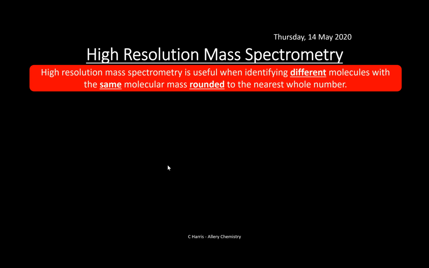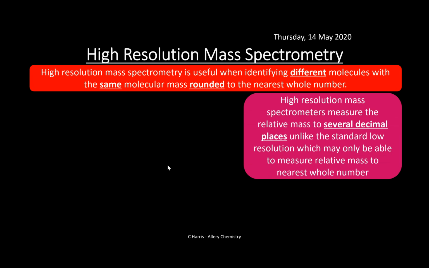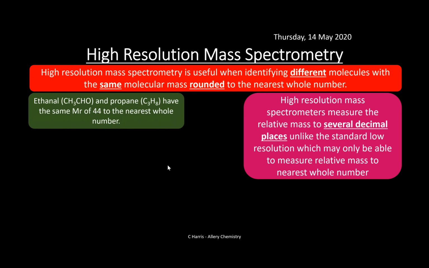And so therefore what we can do is use high resolution mass spectrometry, which is used to help to distinguish between molecules of the same mass. High resolution mass spectrometers measure the relative mass to several decimal places, unlike the standard low resolution ones, which can only measure them to the nearest whole number, so they're much more precise in terms of the numbers that they give.